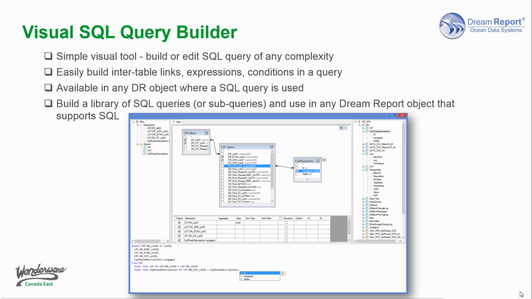We recognize that not everyone who works with databases knows how to write SQL queries. The new Visual SQL Query Builder is a graphical tool to help you build SQL queries. It exposes all tables and views in your databases, lets you pick fields to report on, build table joins, and helps you create filters on the data. The result is a properly formatted SQL query that can be used in any object in Dream Report, as we'll see in the next slide.